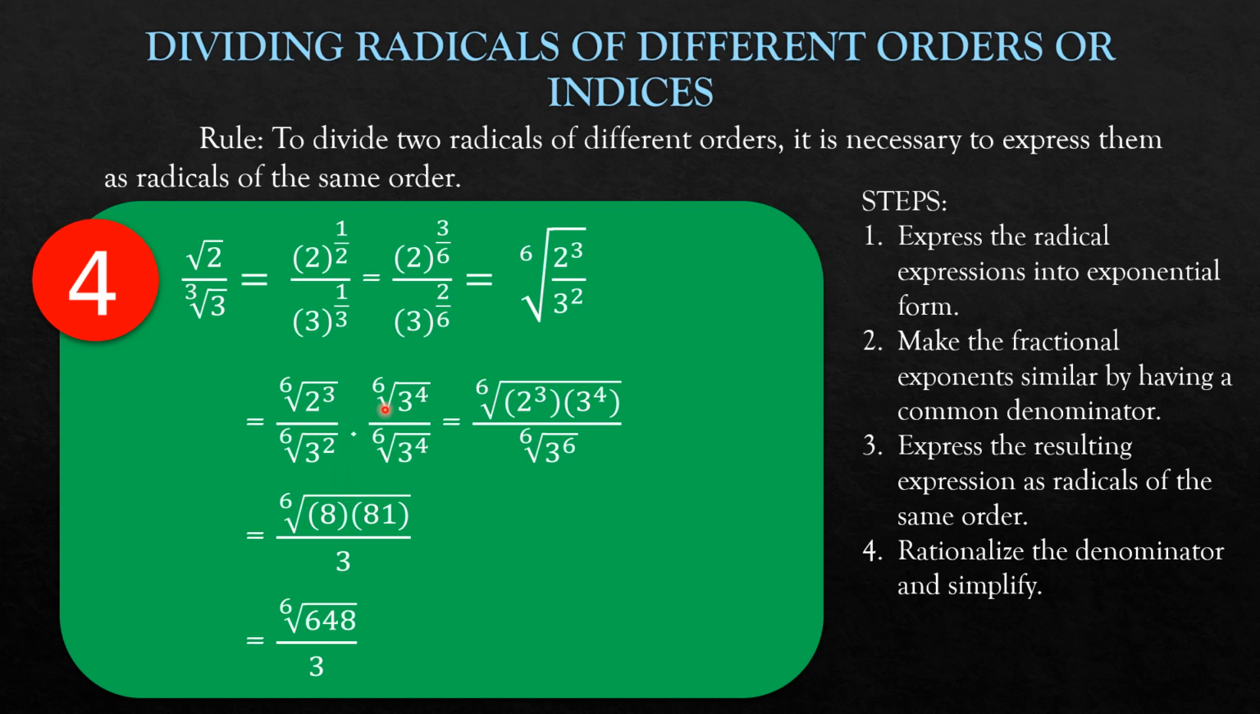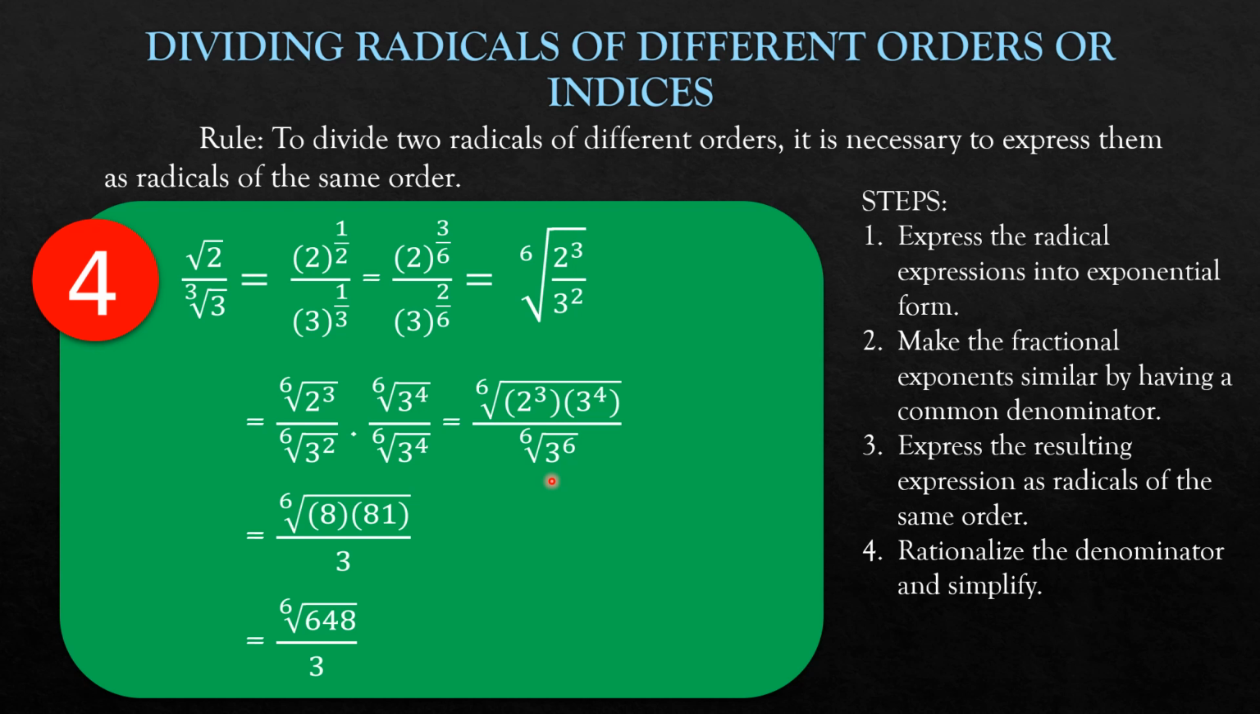So, 6 root, same order na yan. So, radicand times radicand lang tayo. So, 2 cubed times 3 raised to 4. Kaya meron tayo ditong 6 root of 2 cubed times 3 raised to 4. And then, pagdating naman po dito sa ating denominator, we have 3 squared times 3 raised to 4. So, you copy the common base, which is 3, and then you add the exponents. 2 plus 4 is 6. So, 6 root of 3 raised to 6. So, as you can see, this is our index, this is the power, parehas na sila.